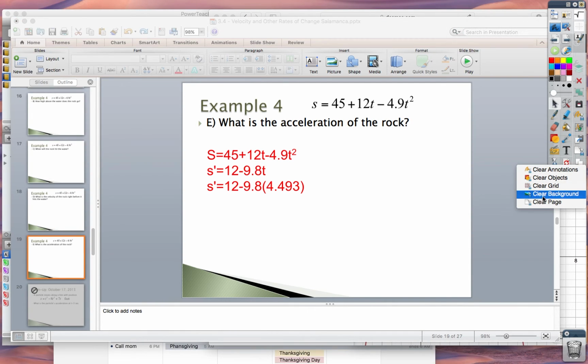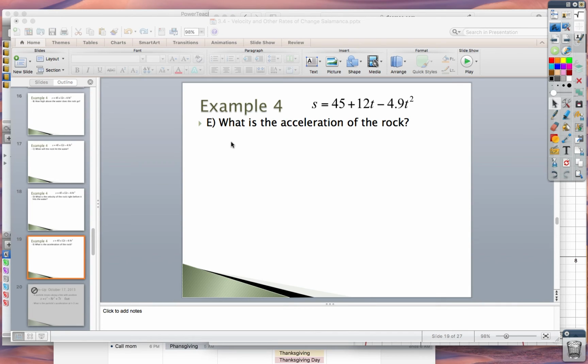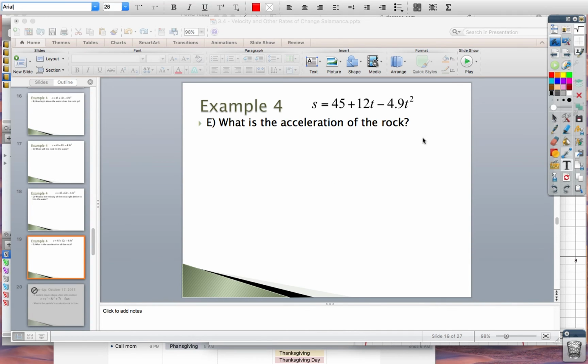Now notice next question. What is the acceleration of the rock? Remember, acceleration is the second derivative. So let's go ahead and take the first derivative. So s prime equals 12 minus 9.8t. S double prime, which is your acceleration, is equal to negative 9.8.